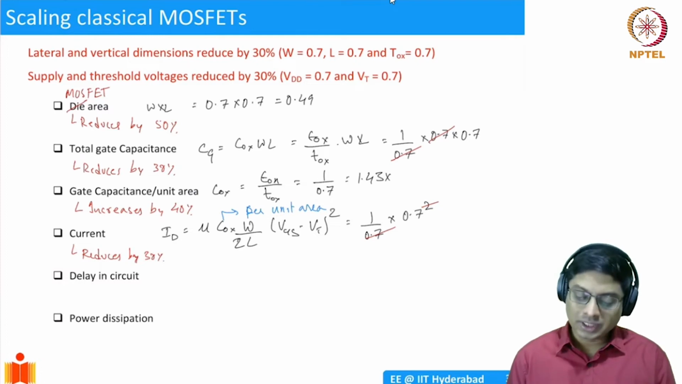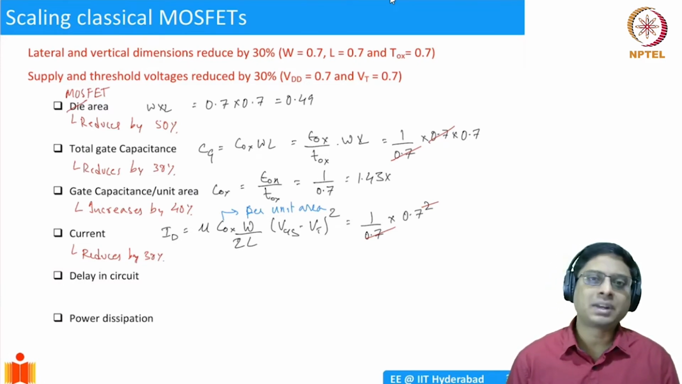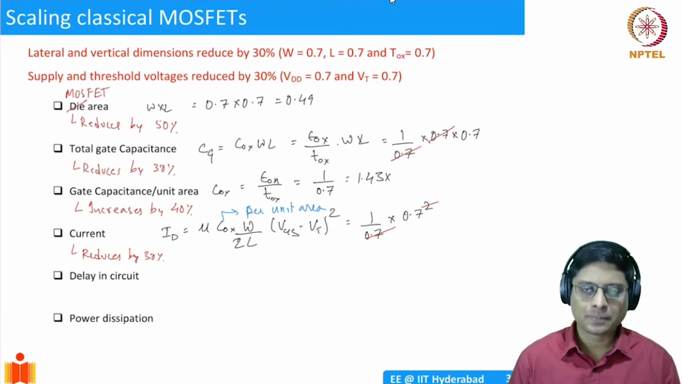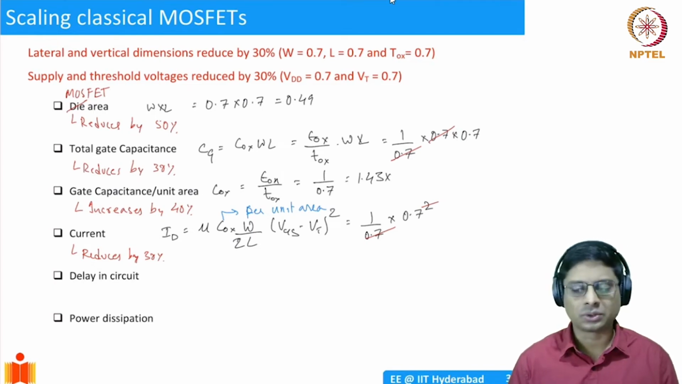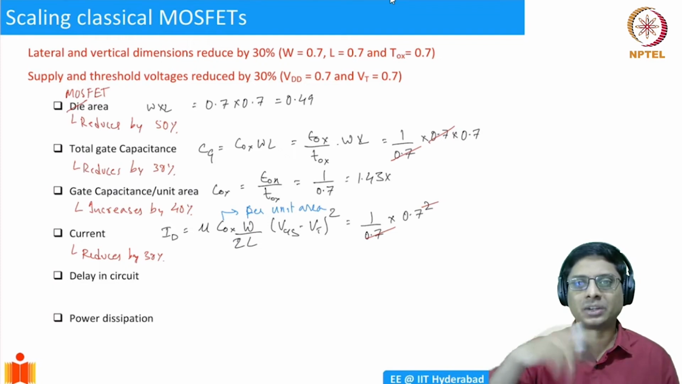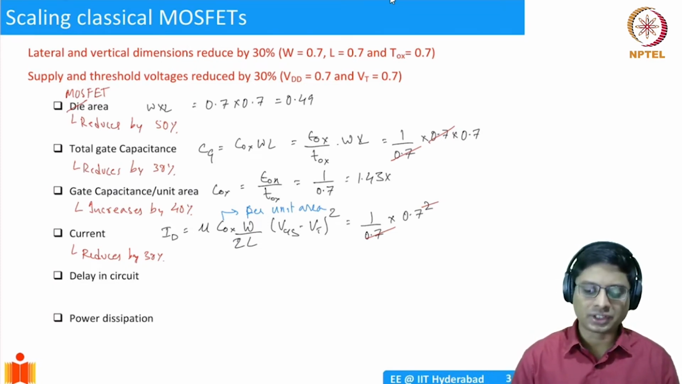And what happens to the delay? So delay is an important parameter in any MOSFET circuit. The reason is, if you think about any digital chip, we are dealing with logic 0 and logic 1. So essentially the transistor is switching between 0 and 1. And the simplest way to model this is in form of an RC circuit.